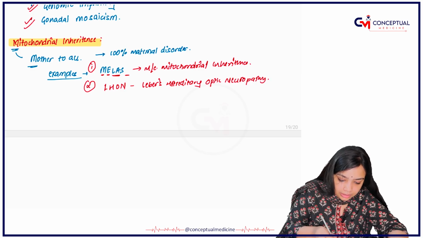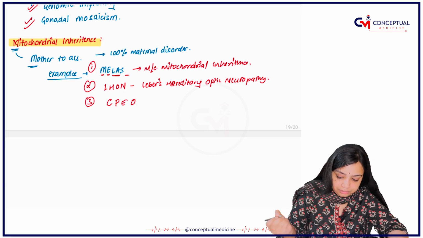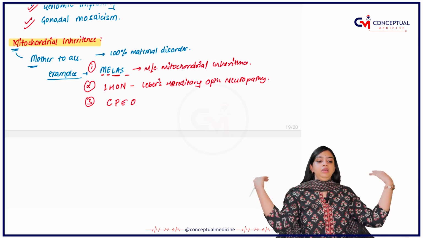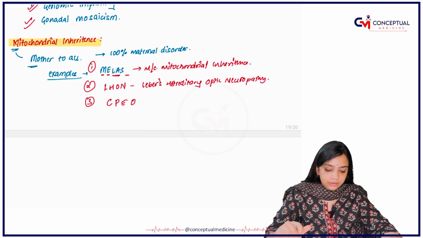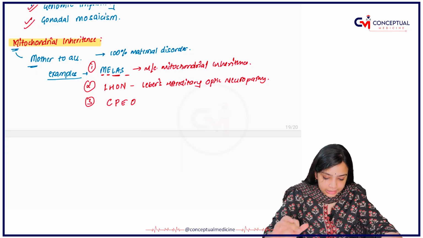Okay. Next example that we have is the chronic progressive external ophthalmoplegia. These are the certain examples that we have in the mitochondrial inheritance.